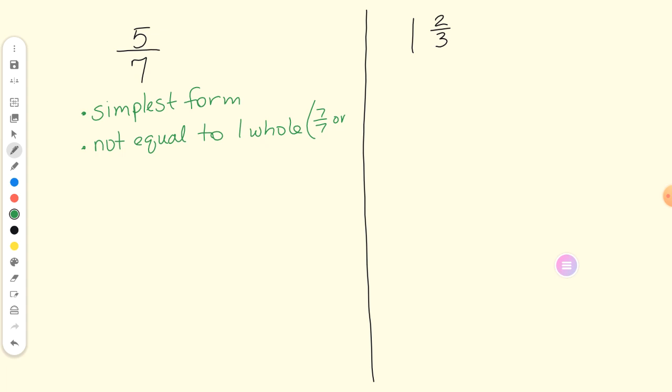Oh, like it's a 1 and a 0 and a 7. No. Cam? 5 over 5. Any number over itself could be a whole. So it isn't equal to one whole. I agree with that. Emmett, what were you going to say? Okay, what's your question?